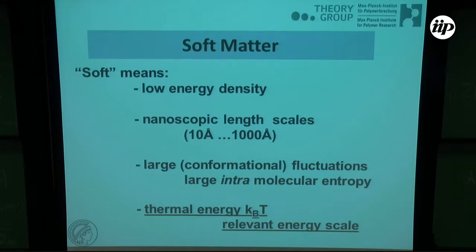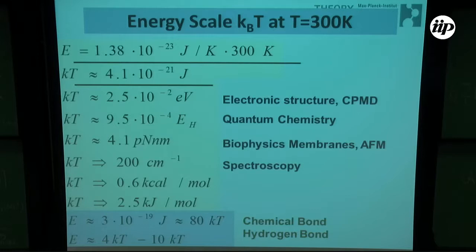This together means that we have large conformational fluctuations, and that means that in most cases, when we look into these systems, we have to deal with large intramolecular entropy. And that is as important as intra or intermolecular energy. So that's the same scale, and that means that the thermal energy, kT, is the relevant energy scale we have to deal with. And you can take here your favorite choice.